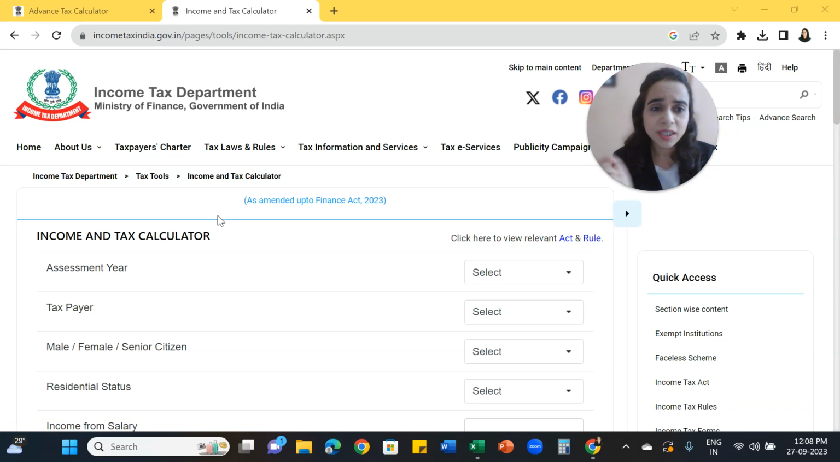If my tax liability is more than 10,000, I am supposed to pay advance tax. But do we all pay advance tax? No. We think that the interest is very less, 1% per month under 234B, 1% per month under 234C. So that's okay if we don't pay.